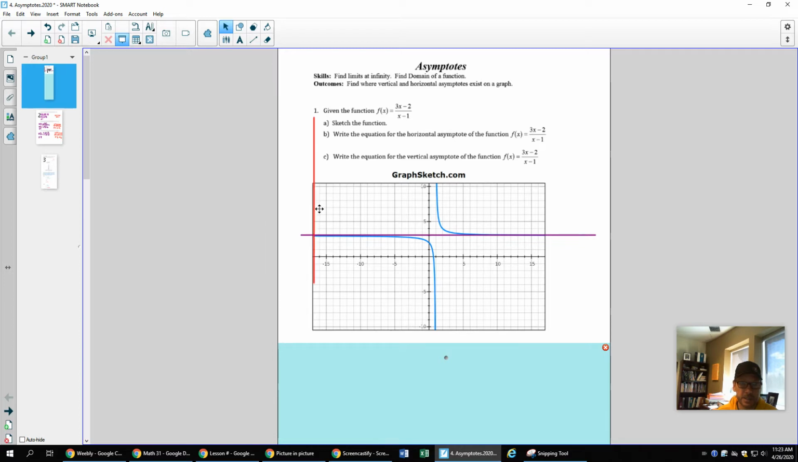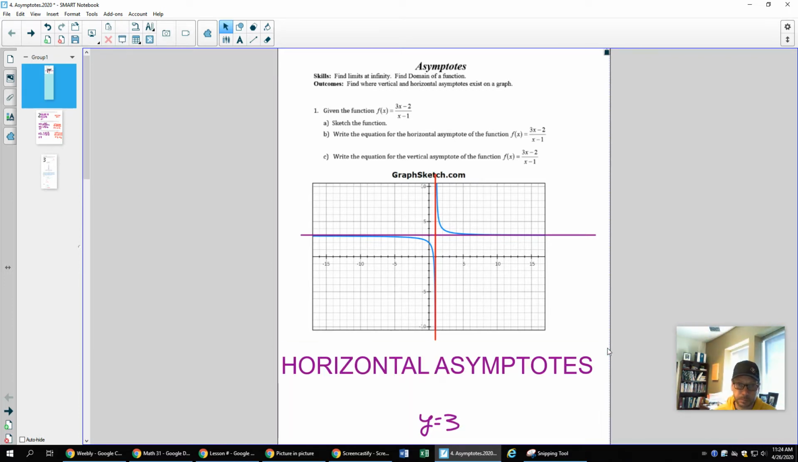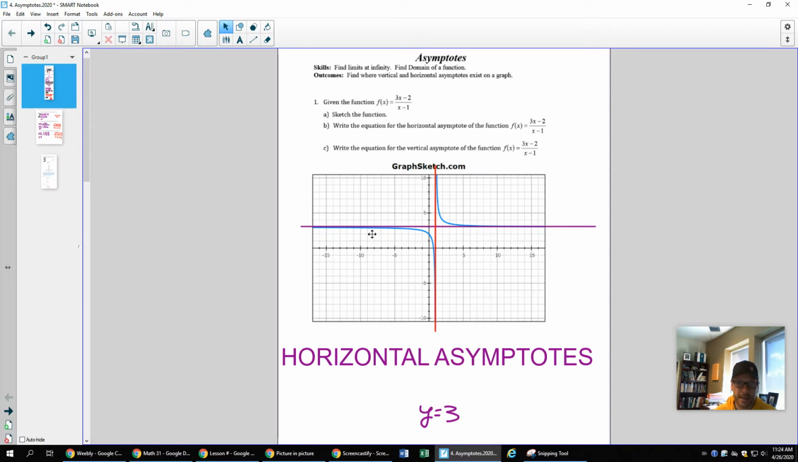And for the C part, where is your vertical asymptote? It's happening right here at x equals 1. So again, what we're really going to do then is focus on the math behind justifying what you see in your graphs. So you know the horizontal asymptote is y equals 3.